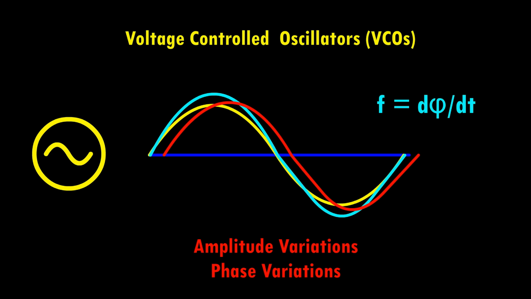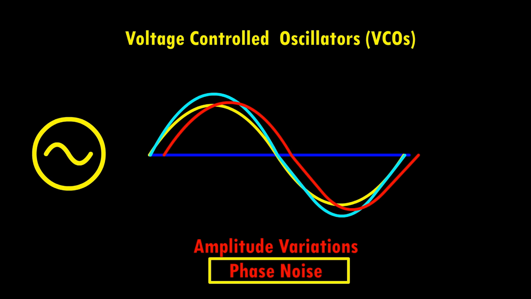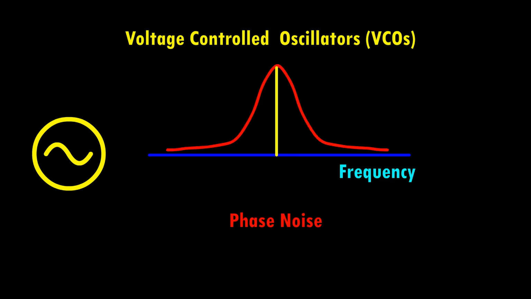This fluctuation appears as phase noise, that is, random variations in the phase of an output signal. On a frequency domain plot, this manifests itself as a broadened peak, indicating that the frequency is not sharply defined but varies around a central value.